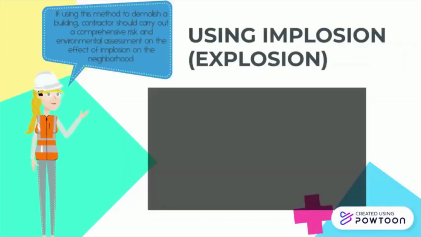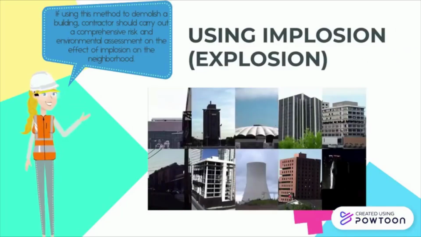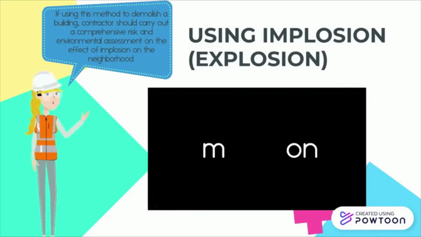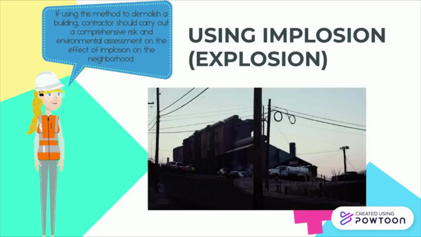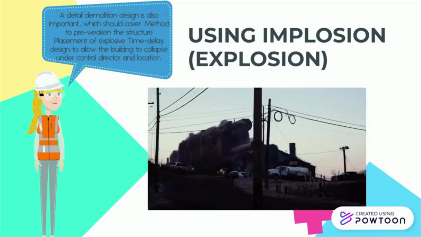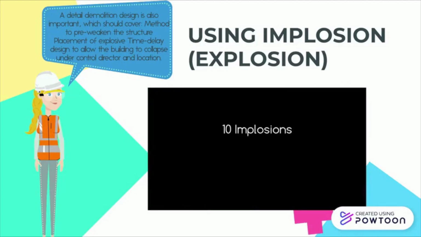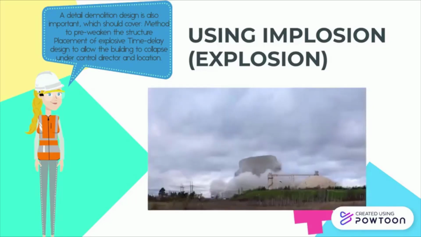Last method is implosion. Explosion. If using this method to demolish a building, contractor should carry out a comprehensive risk and environmental assessment on the effect of implosion on the neighborhood. A detailed demolition design is also important, which should cover method to pre-weaken the structure, placement of explosive, time delay design to allow the building to collapse under control, direction and location.